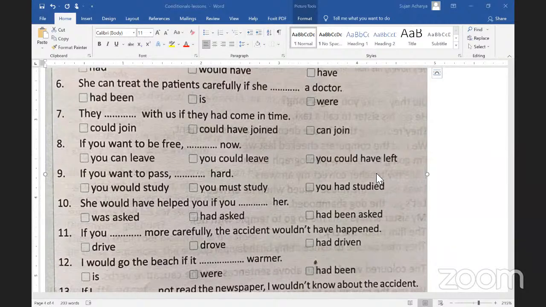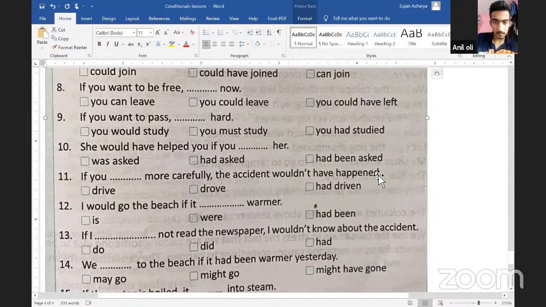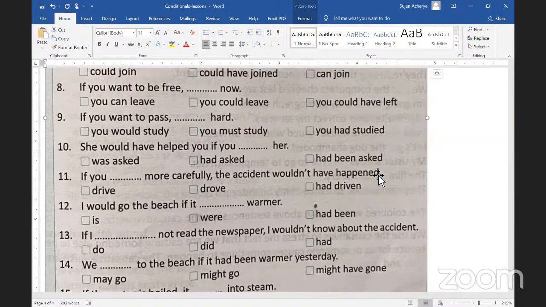Number 12, I would go to the beach if it would go. Would plus V1 means on the other side you have to use simple past form. I would go to the beach if it were warmer.